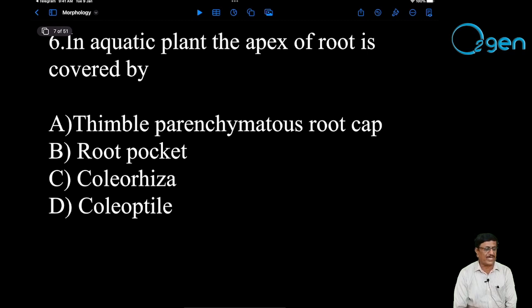the root pocket, because it lost the function of protection, as there is no friction in the water medium. Hence in aquatic plants, the apex of the root is covered by a root pocket.